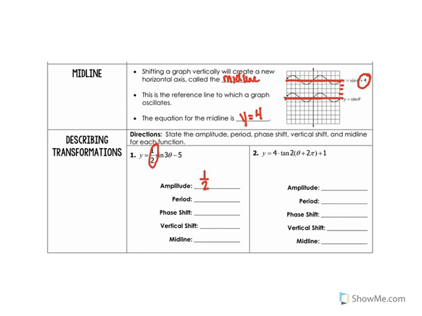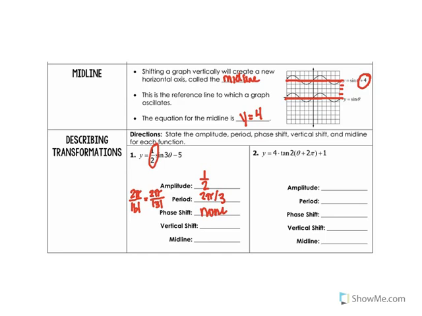The period for sine and cosine is 2 pi over the absolute value of b. So in this case, it's 2 pi over the absolute value of 3, which is just 3. So we have 2 pi over 3. The phase shift. Now remember, phase shift is always inside the parentheses. We don't have parentheses here, so we don't have a phase shift.